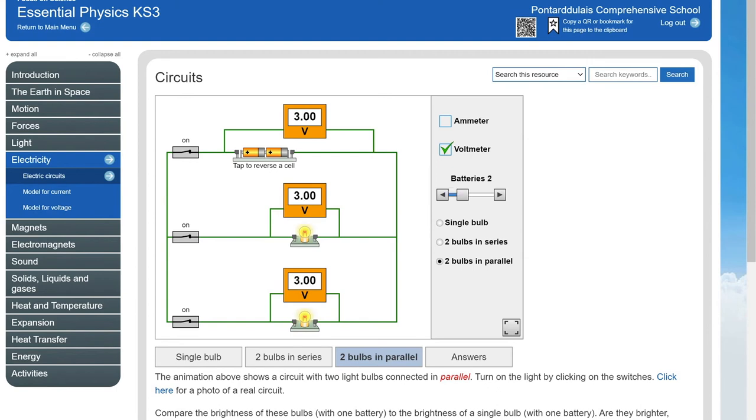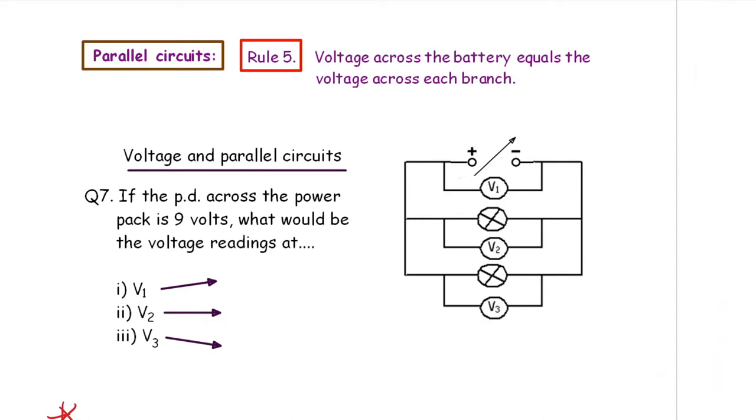2 batteries, 3, so we've got 3 volts across the 2 bulbs. 4.5 volts across the bulbs. You've actually blown the bulbs there, look, 4.5 volts, because those particular bulbs can only take up to just over 3 volts. 6, and you can see as we change the voltage across the battery, it changes across each branch of the circuit.